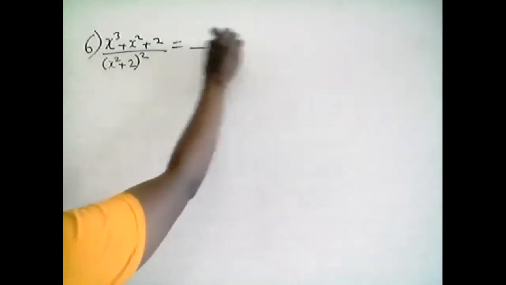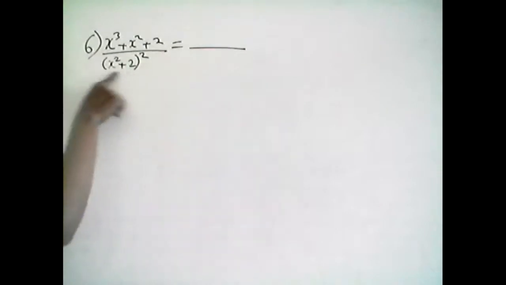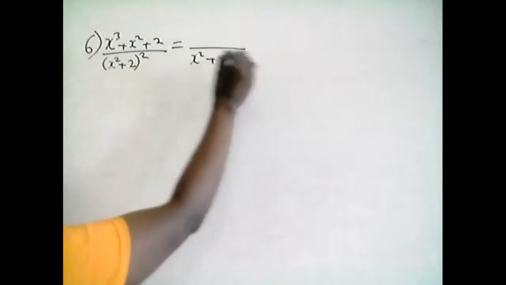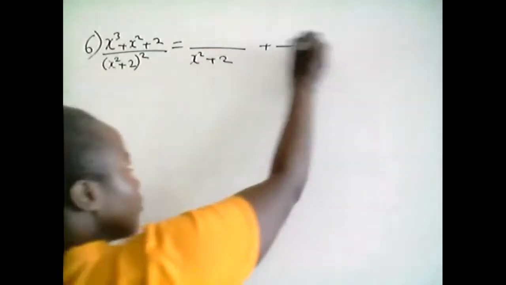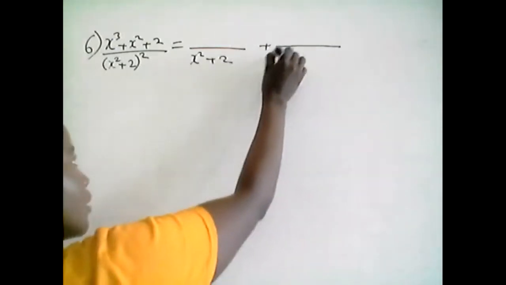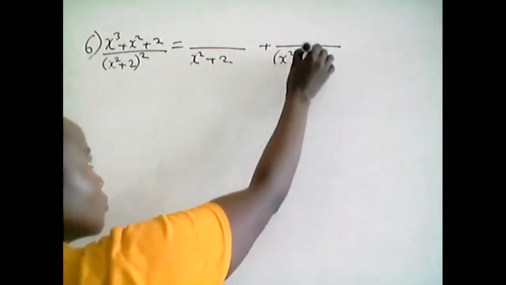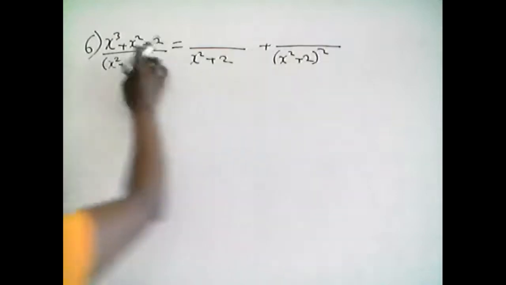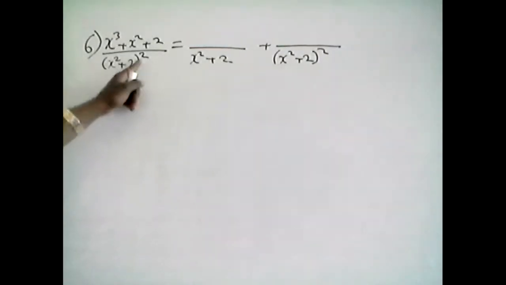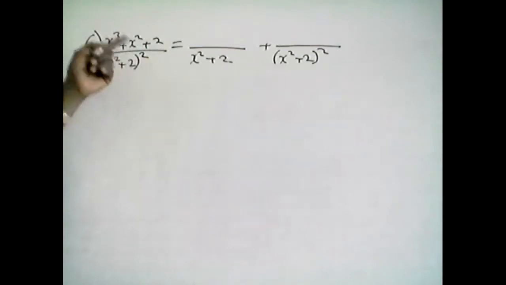Then this is equal to, you start with the brackets inside here: x squared plus 2, plus x squared plus 2 squared, and then the highest you can go is 2. Everything raised to the power 2, that's the furthest you can go.